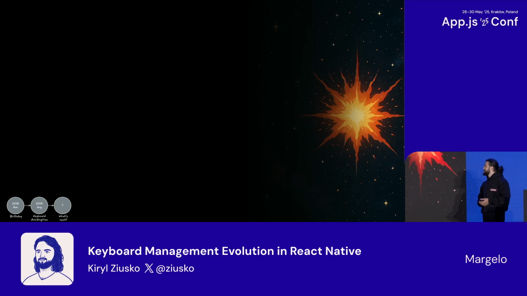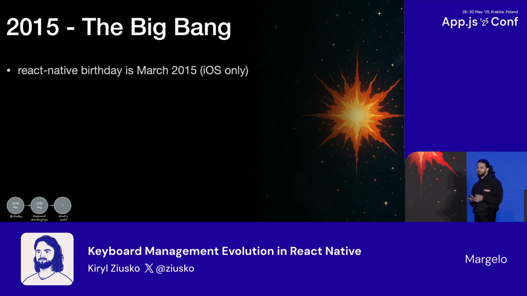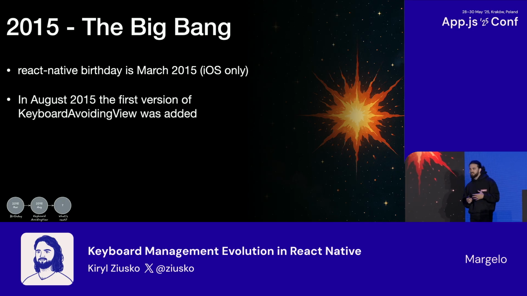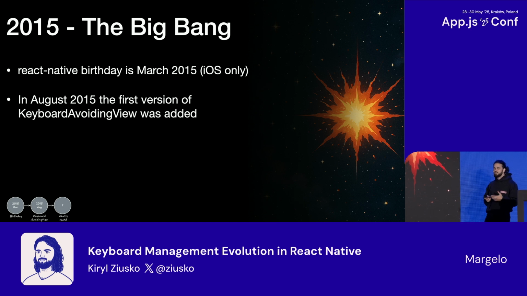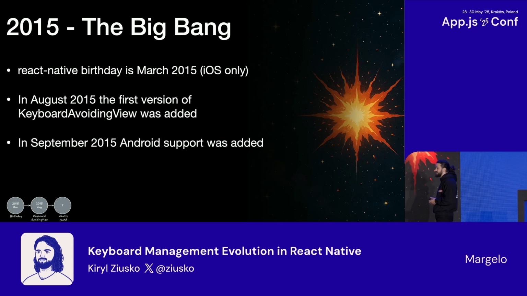The React Native framework was released in 2015, and early adopters quickly began experimenting with the new framework. However, they soon ran into a major pain point. There was no proper way to handle the on-screen keyboard. In version 0.11, the React Native team introduced a new component called KeyboardAvoidingView, designed to address that issue. And later on, Android support has landed.